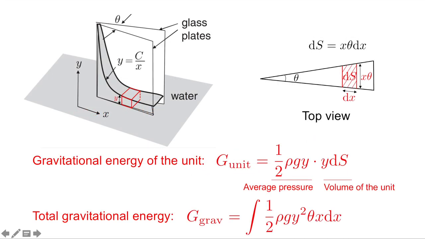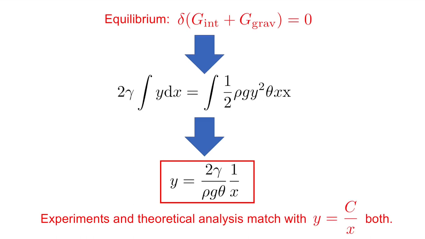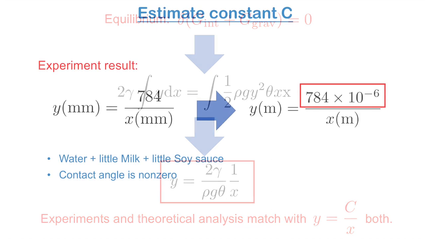At the same time, we need to calculate the gravitational energy. Let's first consider unit volume. The gravitational energy of unit volume equals the average pressure times its volume. Integrated, we can get the total gravitational energy. At last, the equilibrium condition gives us that the change of the total energy is zero. Therefore, we can get the expression of y. Excellently, both the theoretical and experimental results match: y equals a constant over x.